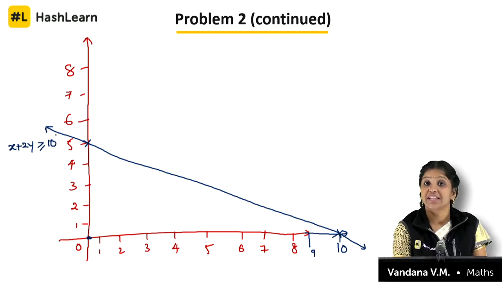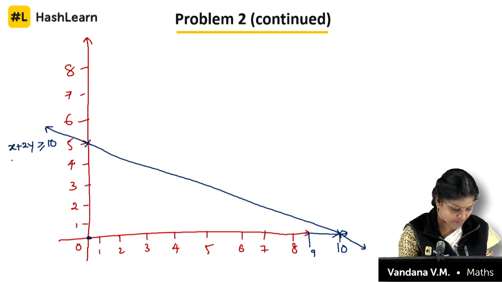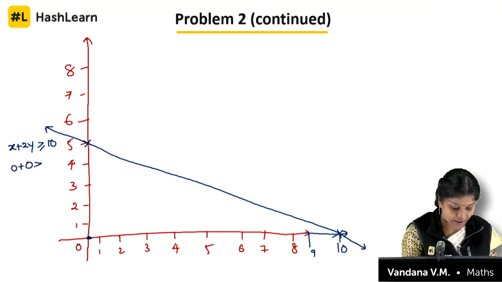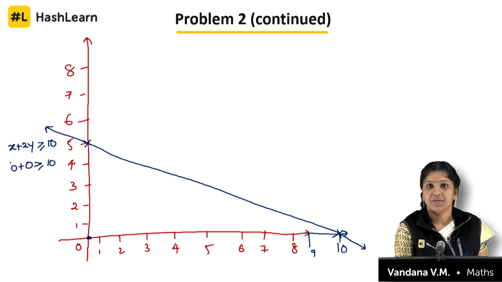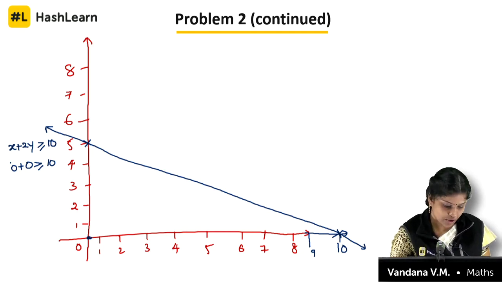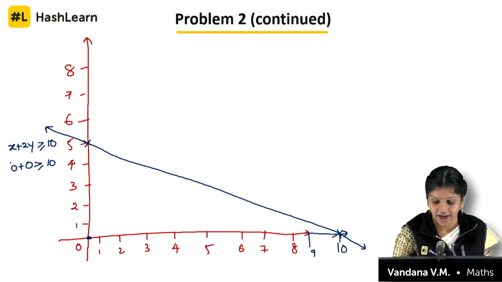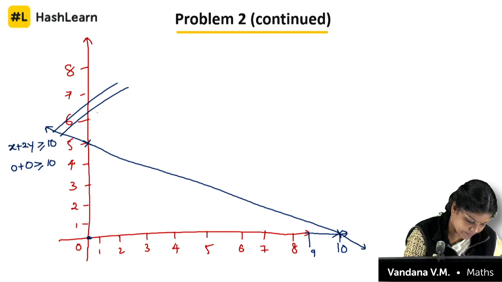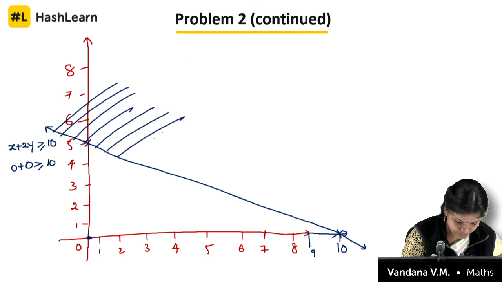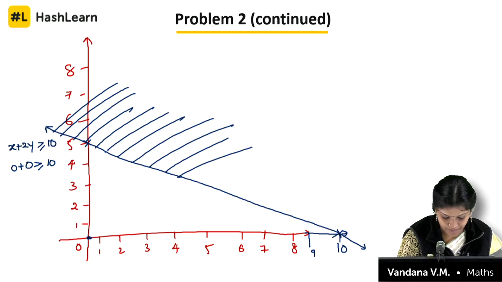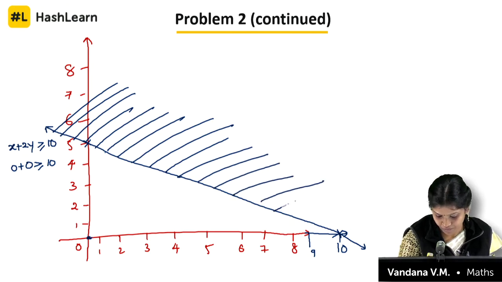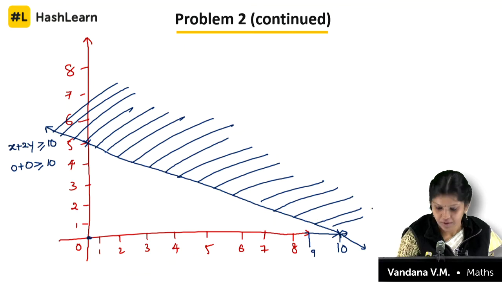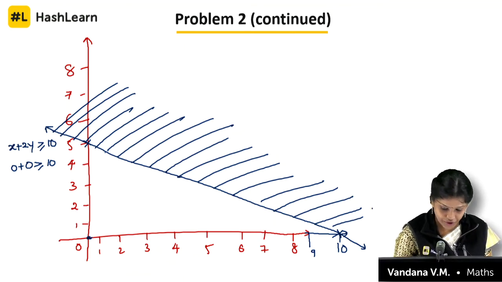The first thing is, this line is not passing through the origin, so I can take the origin as the comparison point. If I substitute, 0 plus 0 is greater than or equal to 10, it seems. Is it correct? No, it is wrong. So, where do I have to shade? I have to shade opposite to the origin side. So, I have to shade this side. Clear?